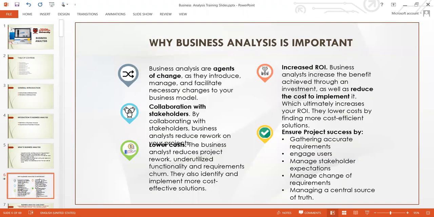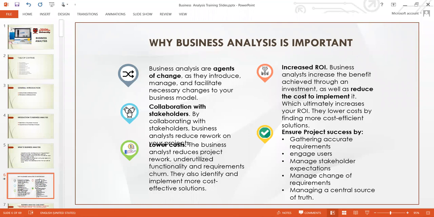We'll look into why business analysis is important. Business analysts are agents of change, as they introduce, manage, and facilitate necessary changes to your business model. So like I said, they are agents of change. All they do is facilitate change and bring solutions.